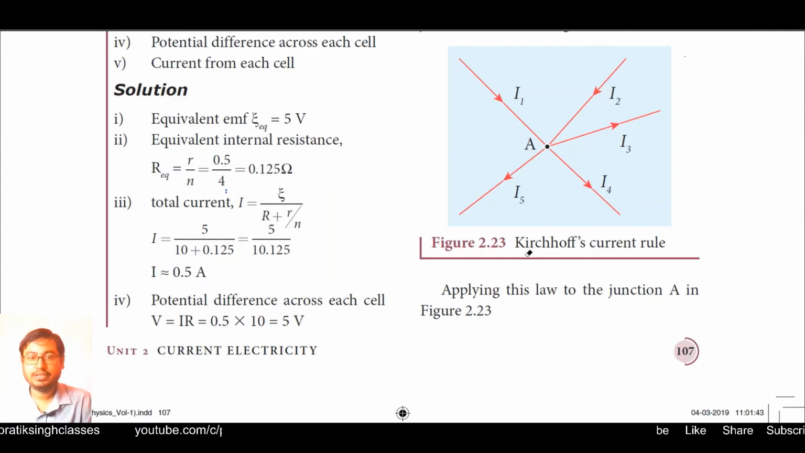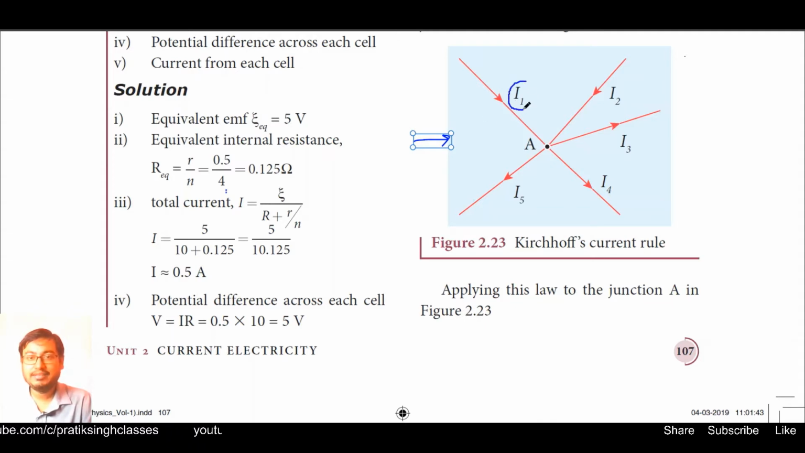So here in figure 2.23 you can see the system of mesh or junction. As you can see, we have 1, 2, 3, 4, 5 resistors or wires connected at one position. So this central position is called a junction. And then you can see the arrow marks, which show in which direction the current is flowing.